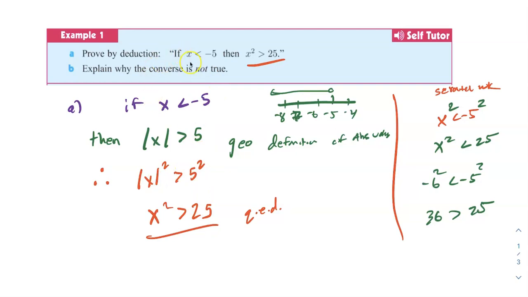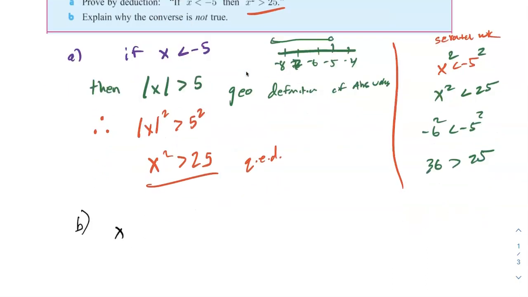Part B: explain why the converse is not true. When you try to show something is not true, it's not a proof; you can explain it, or you can just do a counterexample. So the converse of this says x squared greater than 25 implies that x is less than -5.